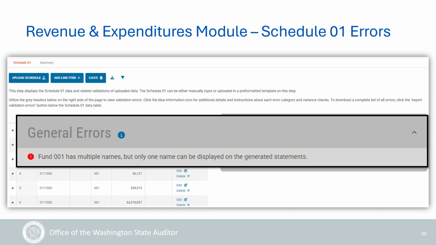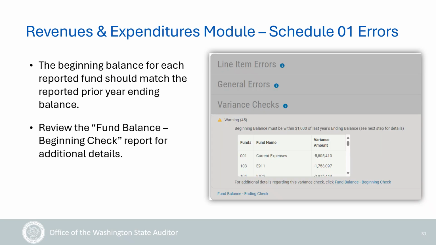Then review each line item within that fund to make sure the fund name is consistently the same for each fund number. The third and last header, Variance Checks, will display reports used to identify variances in the Schedule 01 data. If there are variances greater than $1,000, the fund number and the variance amount will be displayed in a table as shown on your screen.